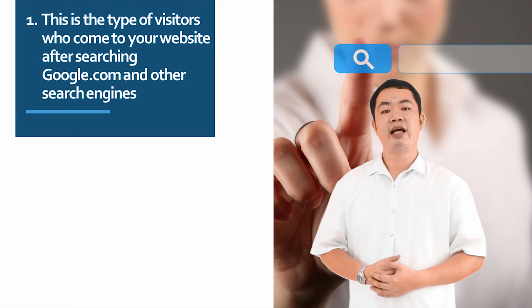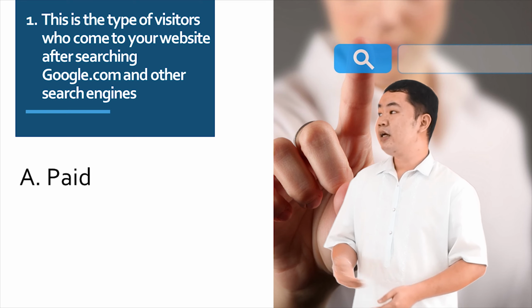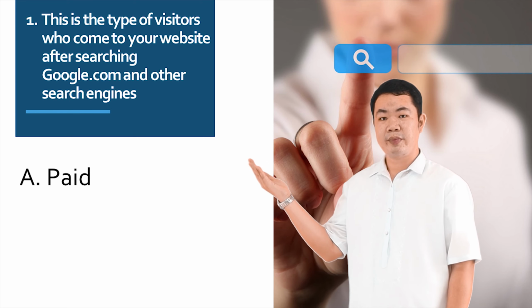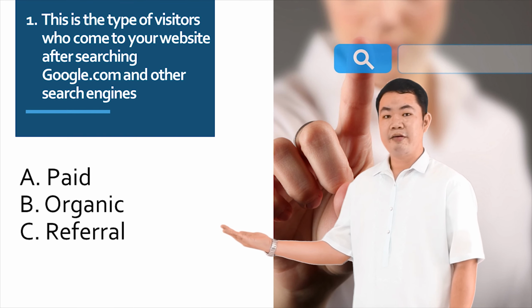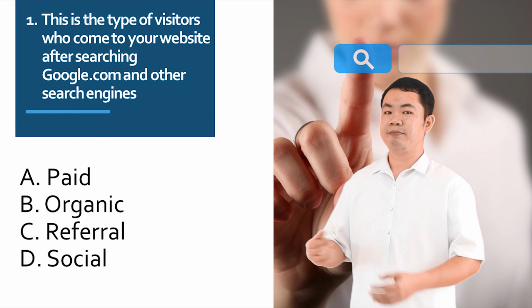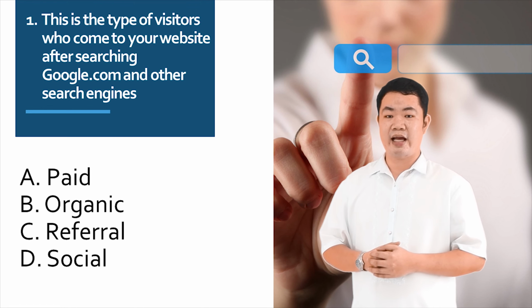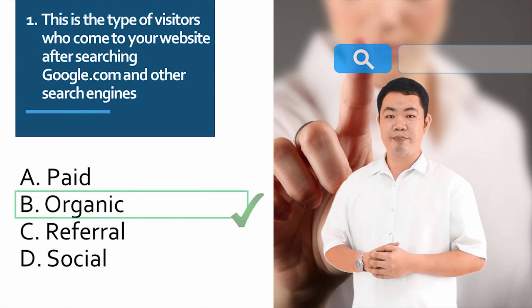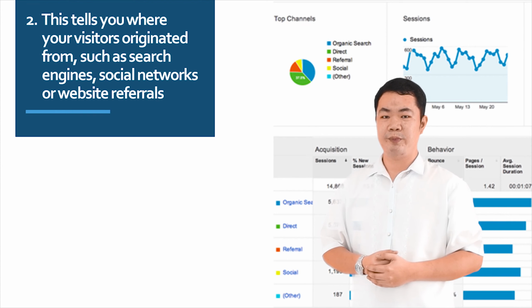Question number 1. This is the type of visitors who come to your website after searching google.com and other search engines. Letter A, paid. Letter B, organic. Letter C, referral. Or letter D, social. The correct answer is letter B, organic. You got it right.